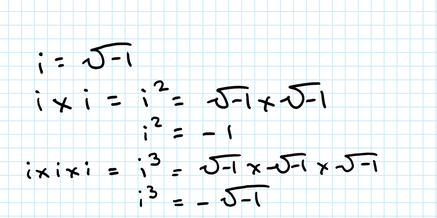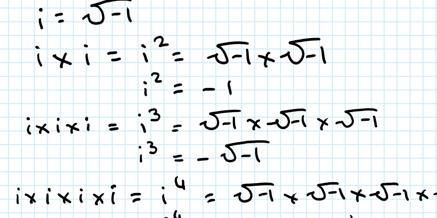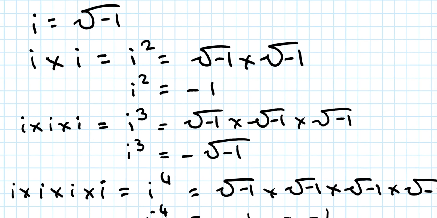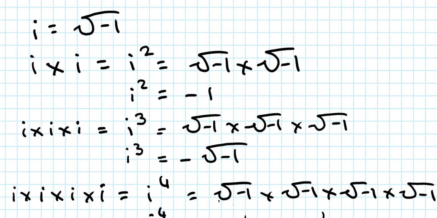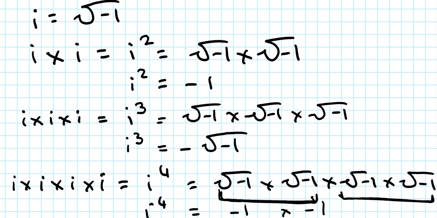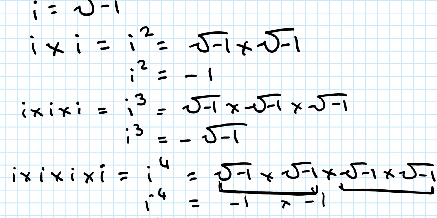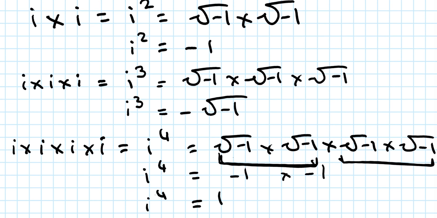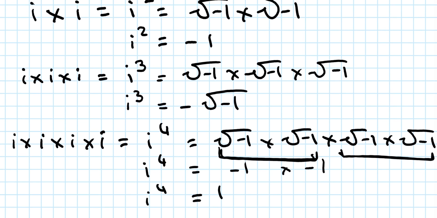And again, if I multiply by i, I'm going to get i to the power of 4 here. i times i times i times i is i to the power of 4. Square root of minus 1 times the square root of minus 1 is minus 1. Minus 1 times minus 1 is 1. So i to the power of 4 is 1.